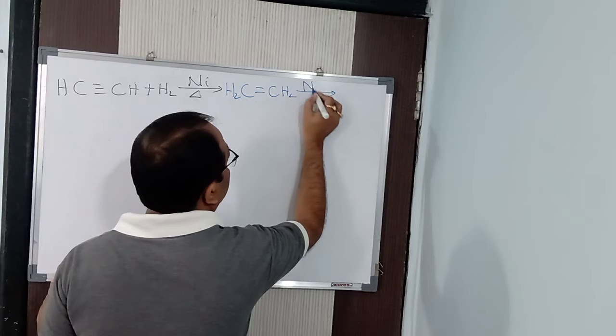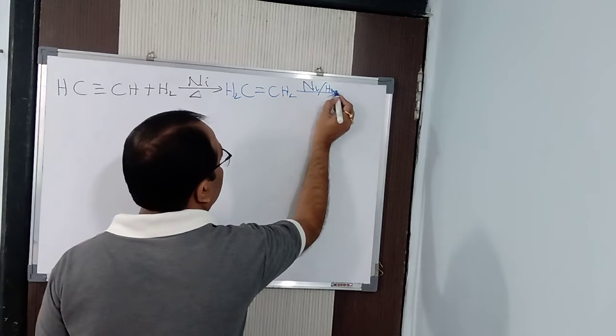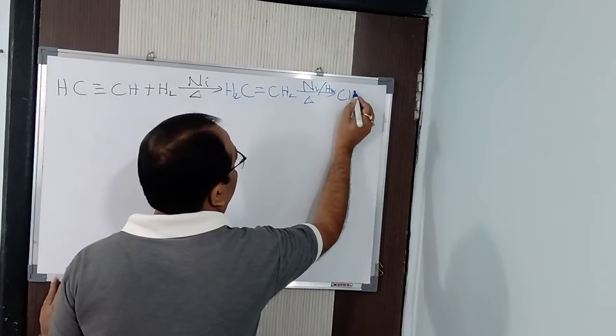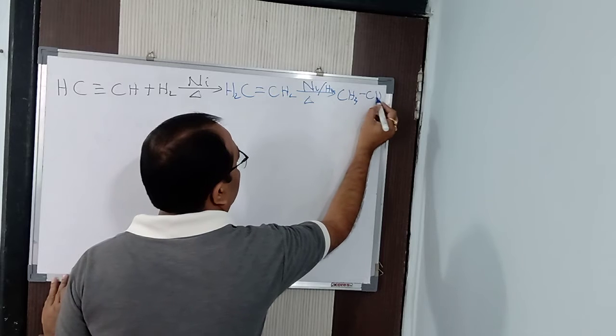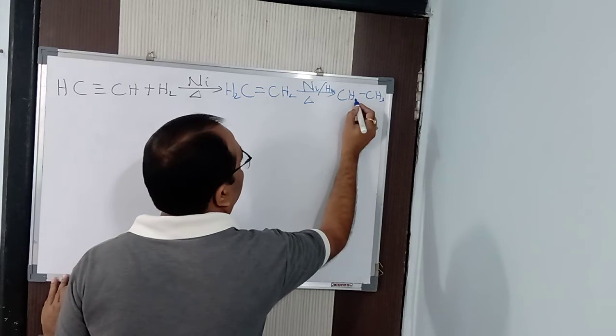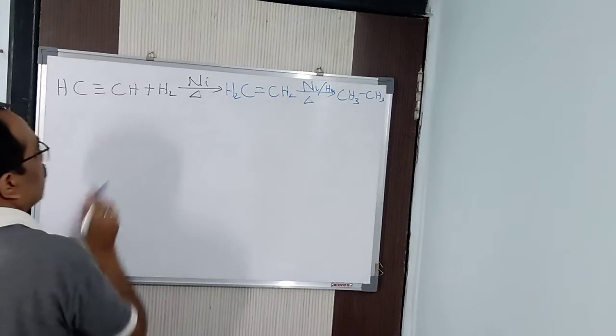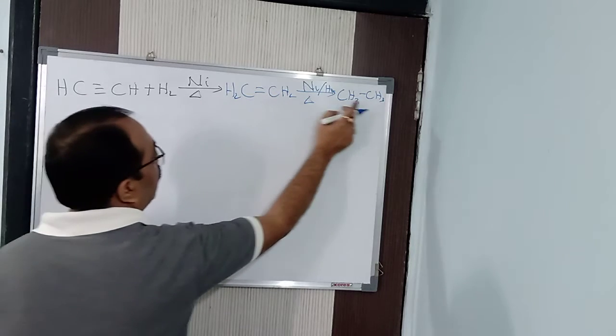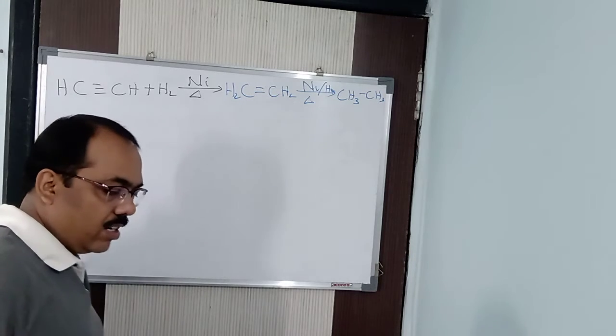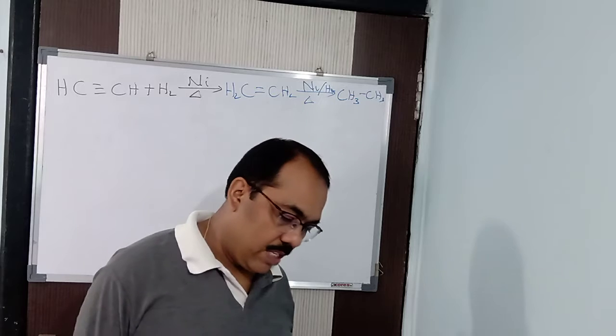Again it reacts with Ni/H2 and heated. What is going to form? CH3 single bond CH3. So ethyne to ethene, ethene to ethane. This is an addition reaction which is taking place in 2 steps, we can say.